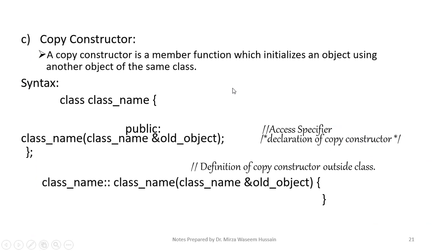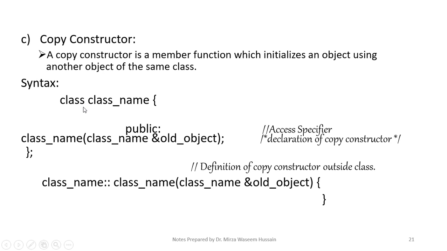Then we have another type of constructor, that is called copy constructor. It's the same as a parameterized constructor, but here we initialize the object with an object of the same class. That is used to initialize the object by another object of the same class.